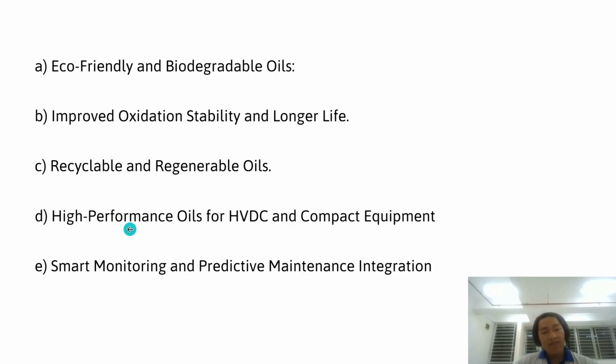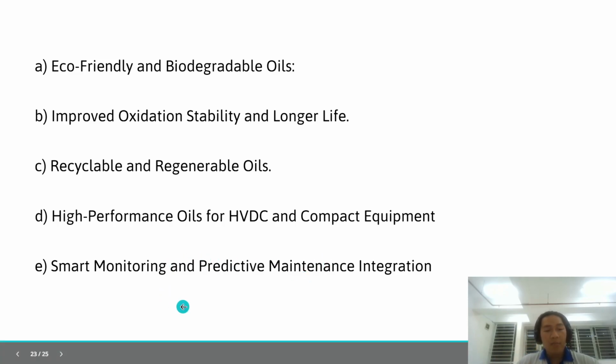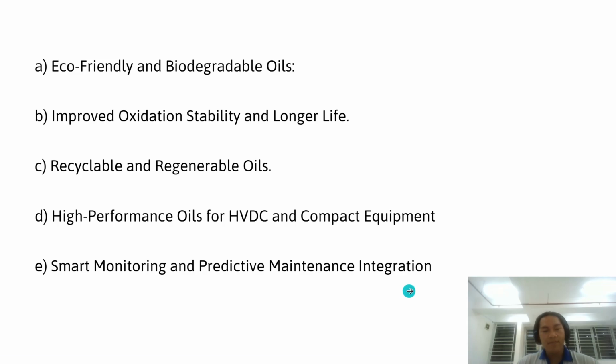D. High performance oil for HVDC and compact equipment. The need is to develop oil with better dielectric and thermal properties for HVDC transformers, offshore wind and solar grid transformers, and compact high load density applications. And finally is smart monitoring and predictive maintenance integration.